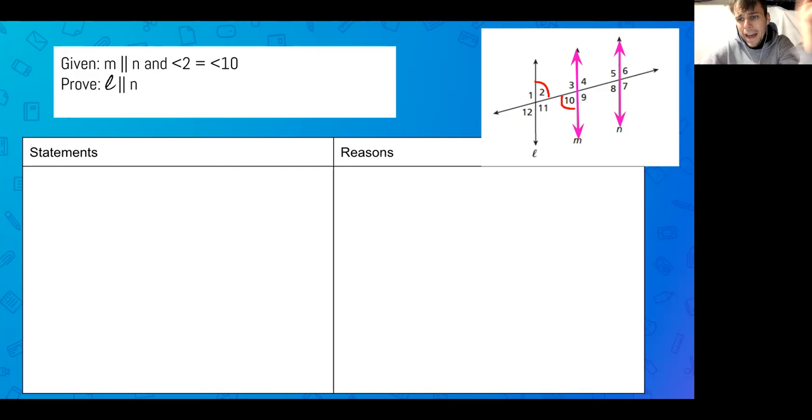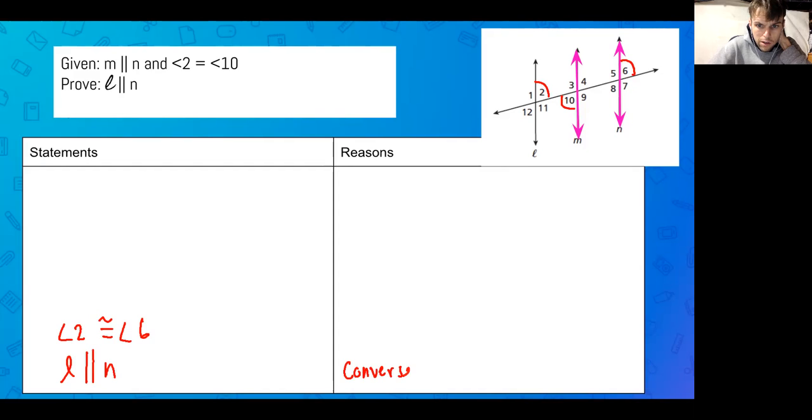So just to set a path for this proof, I'm going to try to show that angle 6 and angle 2 are congruent. That's going to be my goal. That's going to be the way that I show that L is parallel to N. I'm going to show that these corresponding angles are congruent. So the reason here will be the converse of the corresponding angles postulate. If I can show these corresponding angles on lines L and N are congruent, then the lines will be parallel. I don't know how I'm going to get there yet. I have some ideas, but I don't know the exact path that I'm going to take. We don't know that to be true yet. Okay.